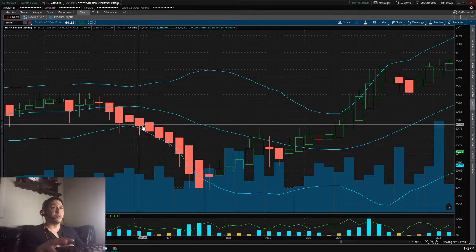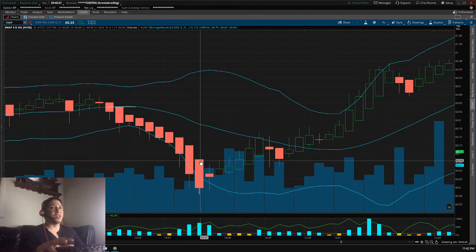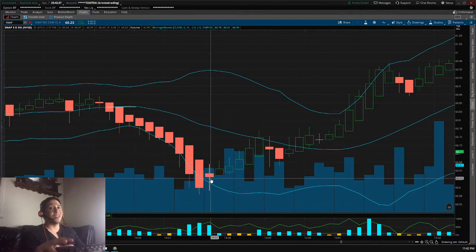Look, price action coming down, no wicks on the top side. Boom, you got a big doji with long wicks touching the Bollinger Band. That's likely going to go the other way.